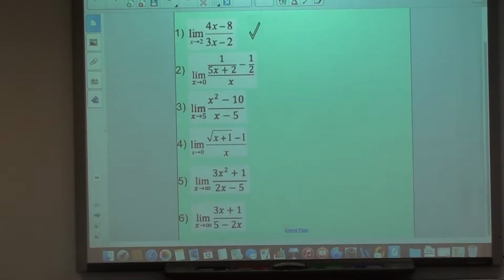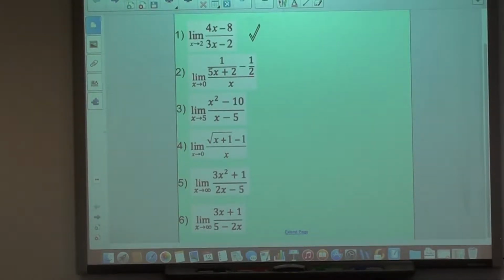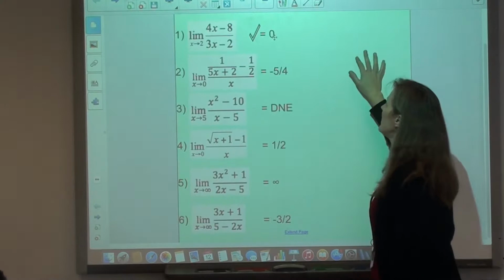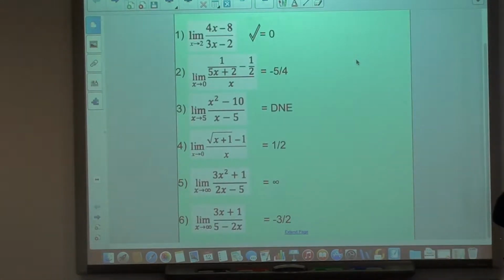So it's been a while since we've done limits. Some of these are fairly simple, and some of them are a little bit harder. And some of them you might not remember. There we go. But there's the answers. The first one you can get just by plugging in.